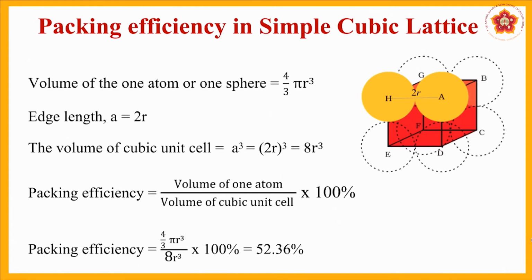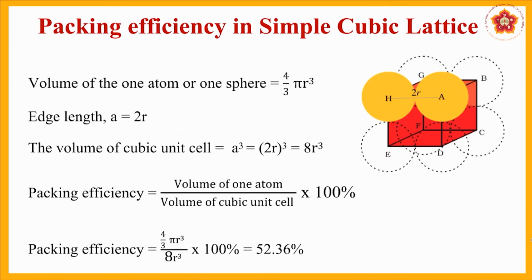So here the volume of one atom or one sphere is equal to 4 by 3 pi r cube. We know the volume of the sphere is always 4 by 3 pi r cube. In the last class we calculated the number of atoms in a simple cubic unit cell: there is only one atom. So the volume of one atom is 4 by 3 pi r cube, and the edge length a is equal to 2r.